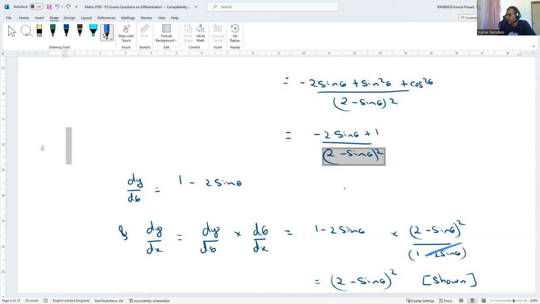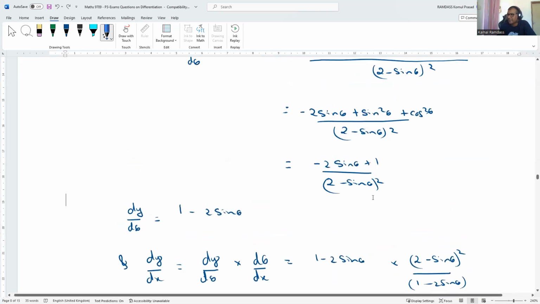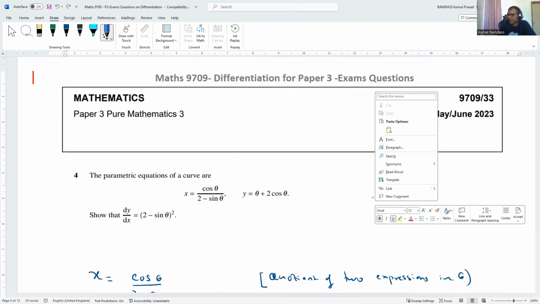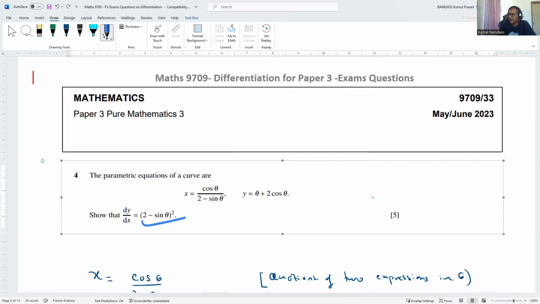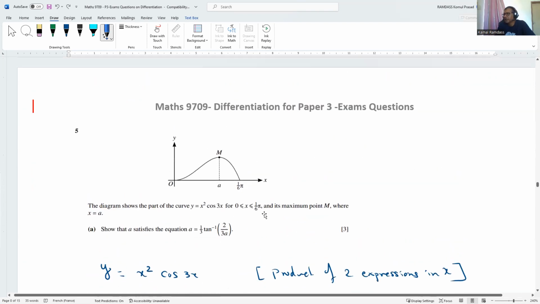And this cancels out. Finally, we get (2 minus sin theta) squared, and that is the same line as required: show that dy by dx is equal to (2 minus sin theta) squared. OK? And the same paper, question 5.